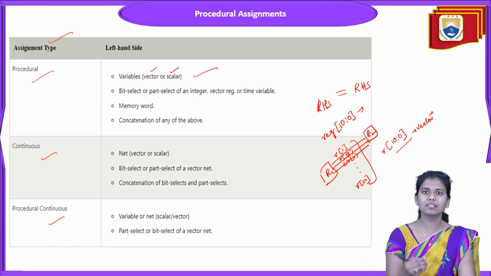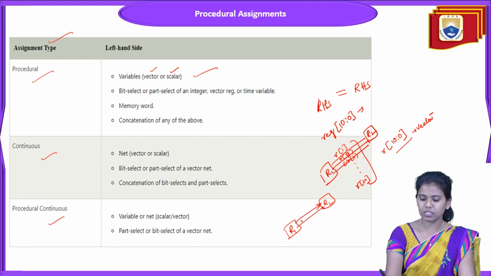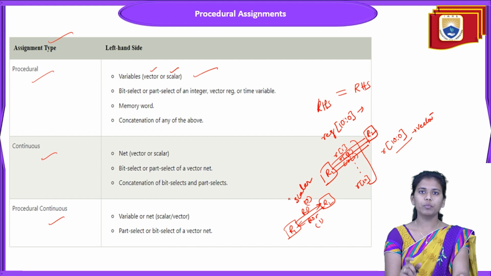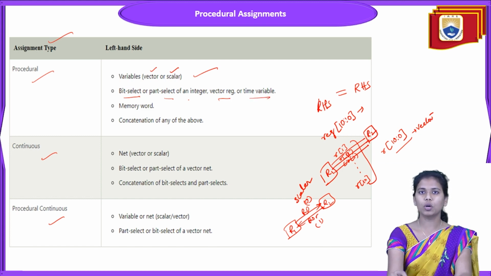When it comes to scalar, scalar is 1 bit of transmit. For example, if you want to read register 1 and register 2, read and write operations can be done in only 1 bit wise, right? 0 or 1 either. So only 1 bit is nothing but the scalar. So here, coming to the procedural assignment, on the left hand side, the variables could be either vector or scalar, and also bit select or part select of an integer, vector, register or time variable. This is what we can see when considering the procedural assignment.